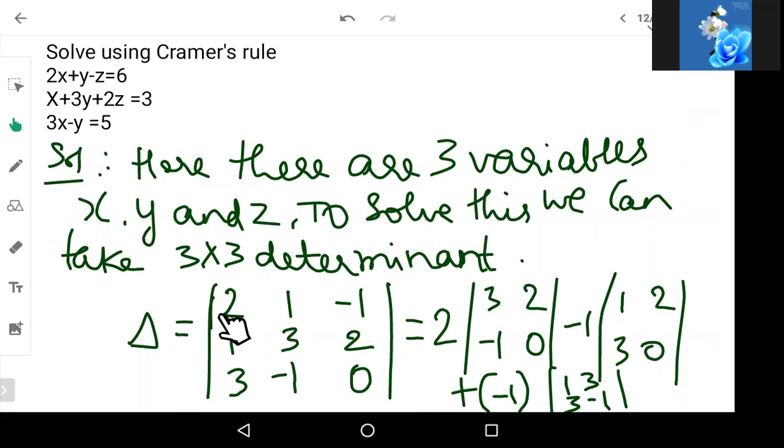We take the first row values and then we delete the first row and first column and we get the minor. Okay, and then we take the second value here. Again, we delete the first row and second column and we get the minor, that is 1, 3, 2 and 0. And next we take minus 1 into the minor of minus 1 is 1, 3, 3 and minus 1. So now solve this. Solve this and say me the answer.